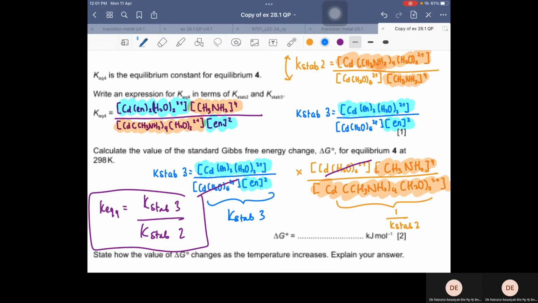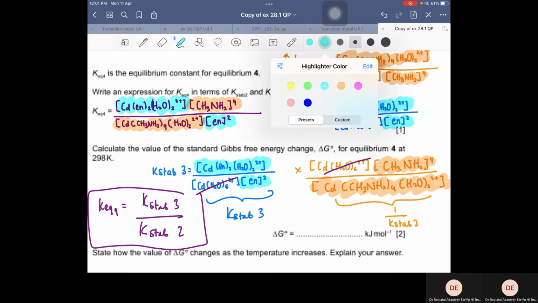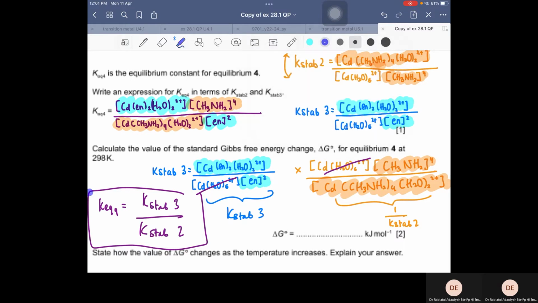Okay, step 3 over step 2, yeah. That's the final answer, okay? That's what I was saying, that I don't know any other quick way to show you to get to this final answer.